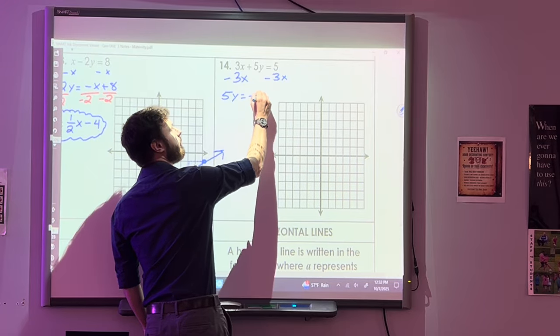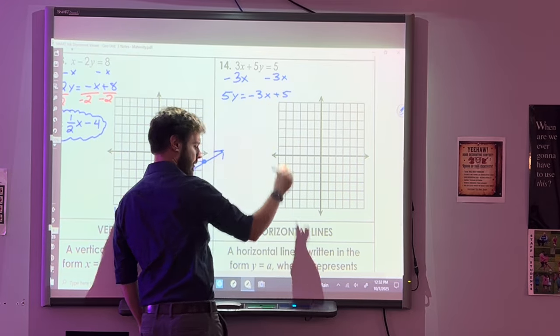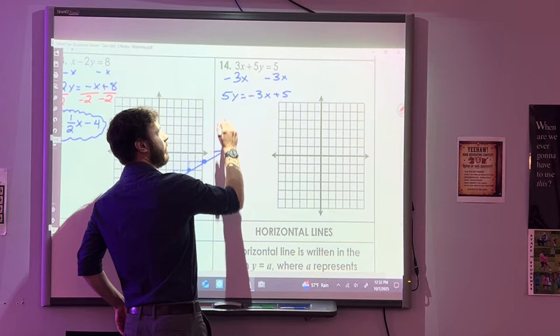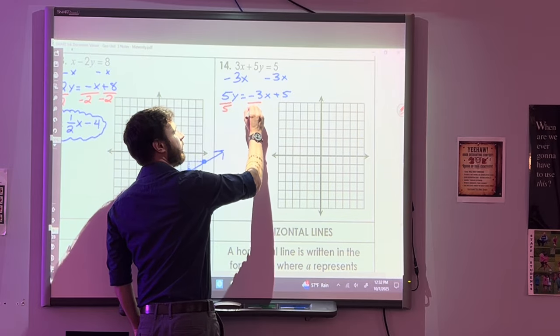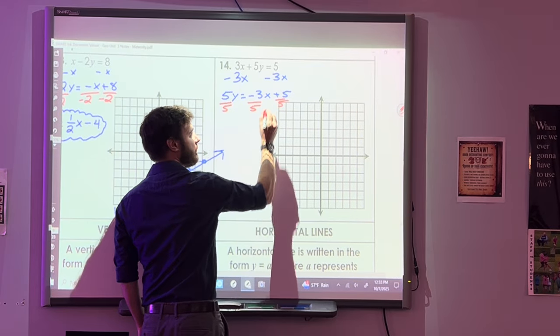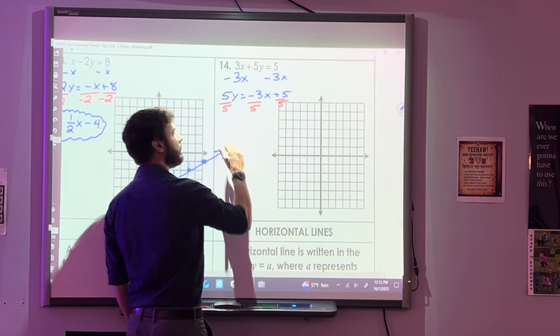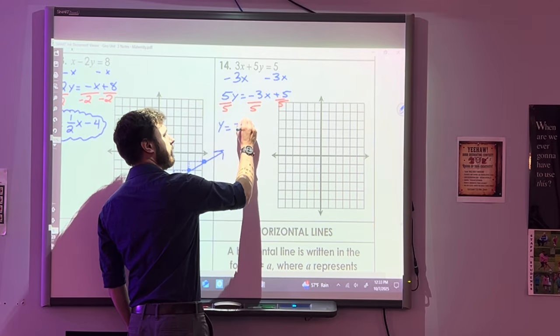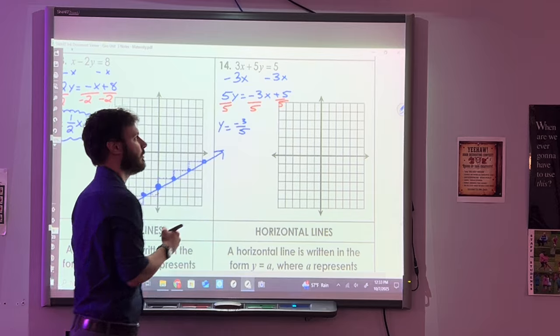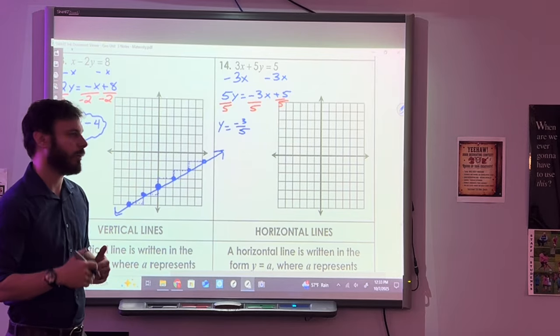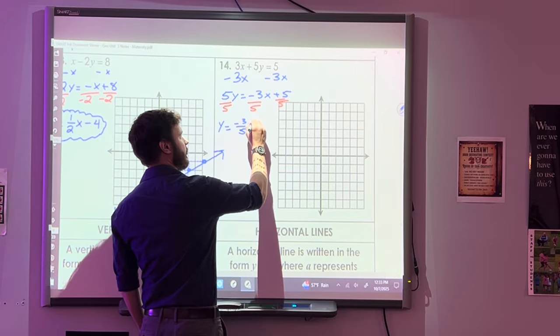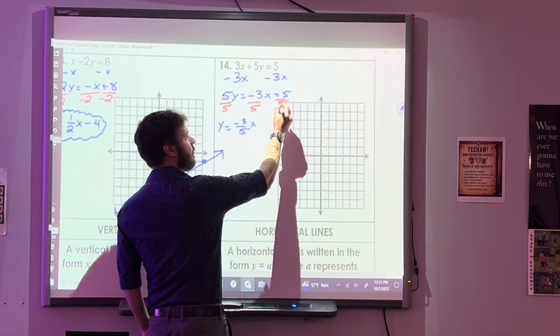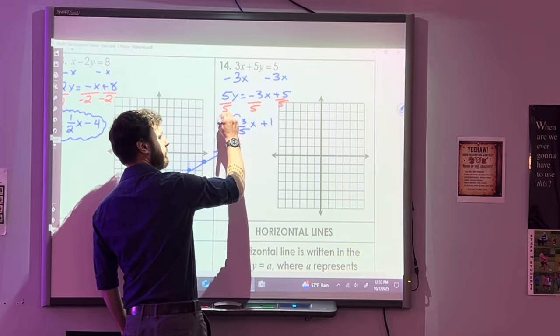5y equals -3x plus 5. And now we're going to divide by that 5, but we're going to divide everything by 5. Y equals -3/5, because negative and positive make a negative. And an x goes with that. And 5 goes into 5 1 time.